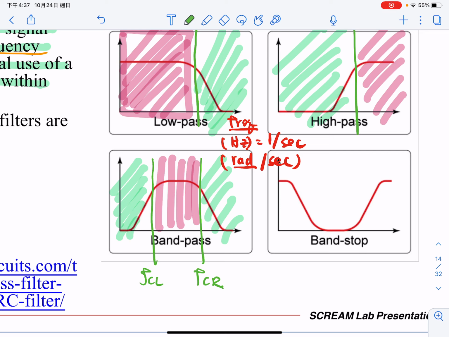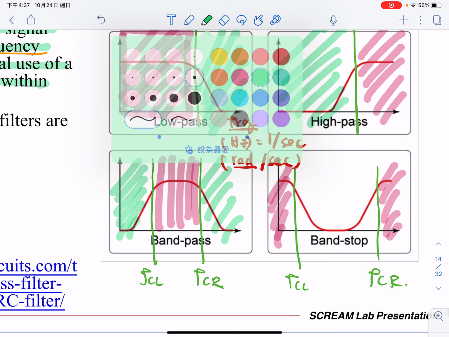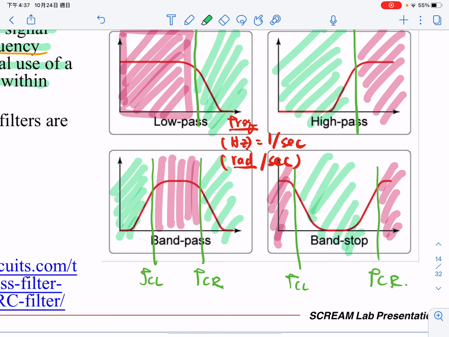And the other one is called the band stop filter. We also have FCL and FCR, but we try to preserve these two parts and try to eliminate this part. So this is the band stop filter.